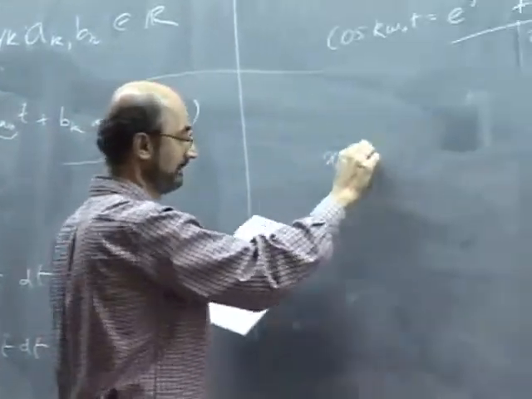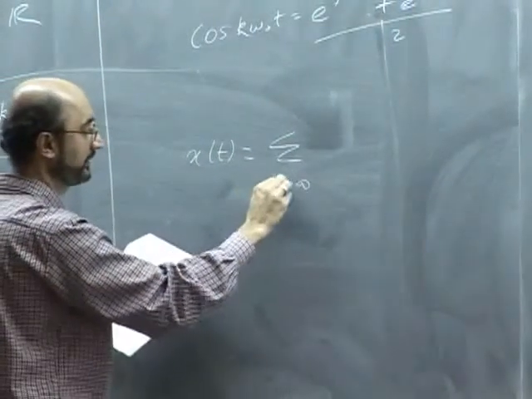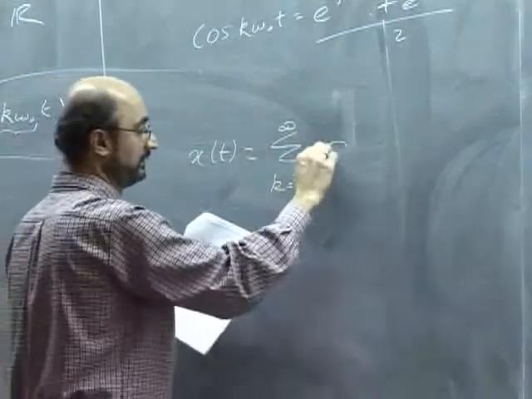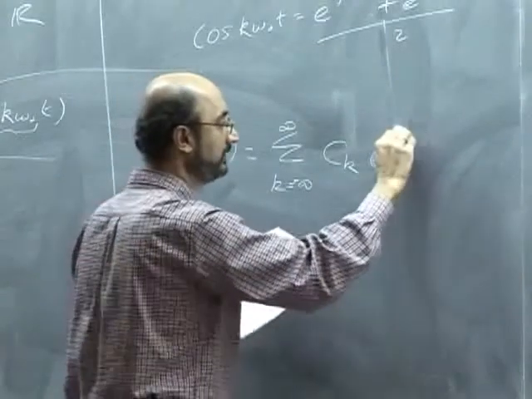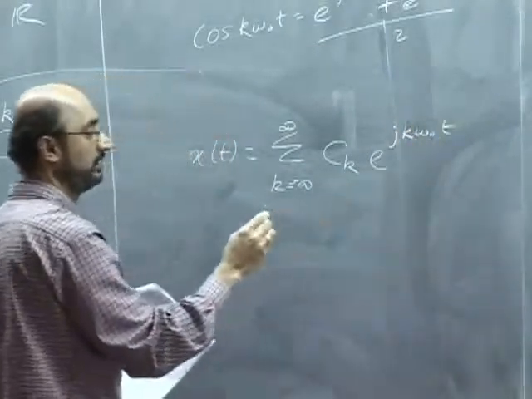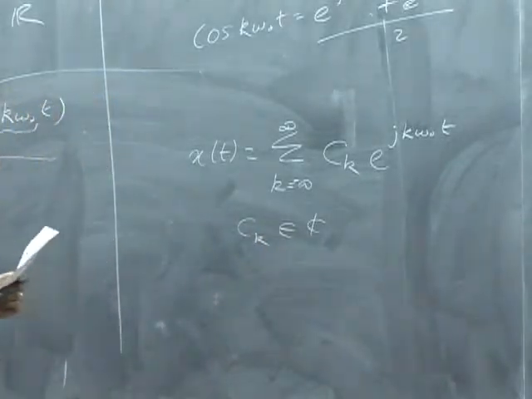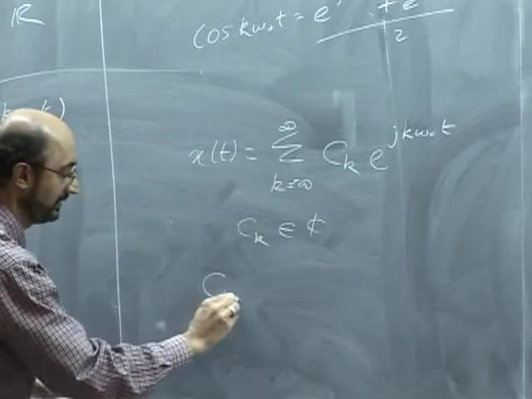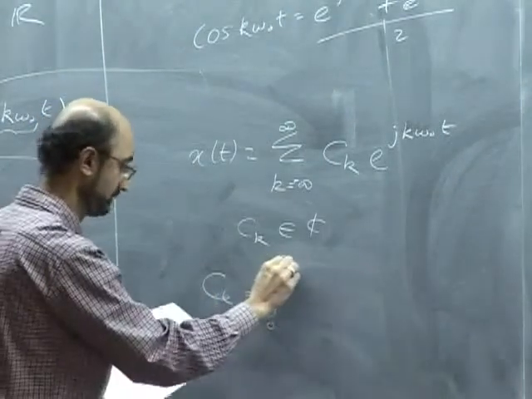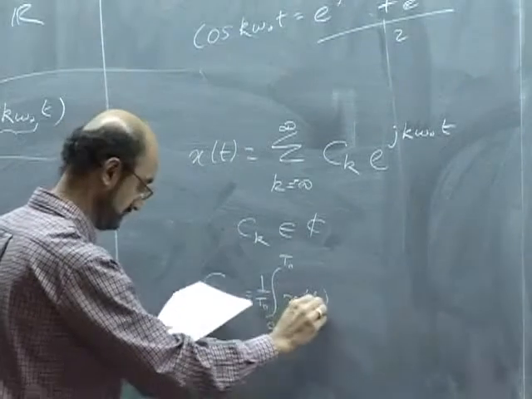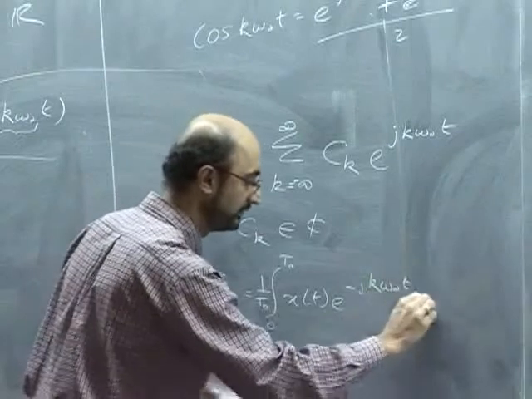We get x(t) equals the sum k equals minus infinity to infinity, c_k e to the j k omega naught t, where c_k is a complex number, and is defined to be c_k equals 1 over T naught integral 0 to T naught x(t) e to the minus j k omega naught t dt.